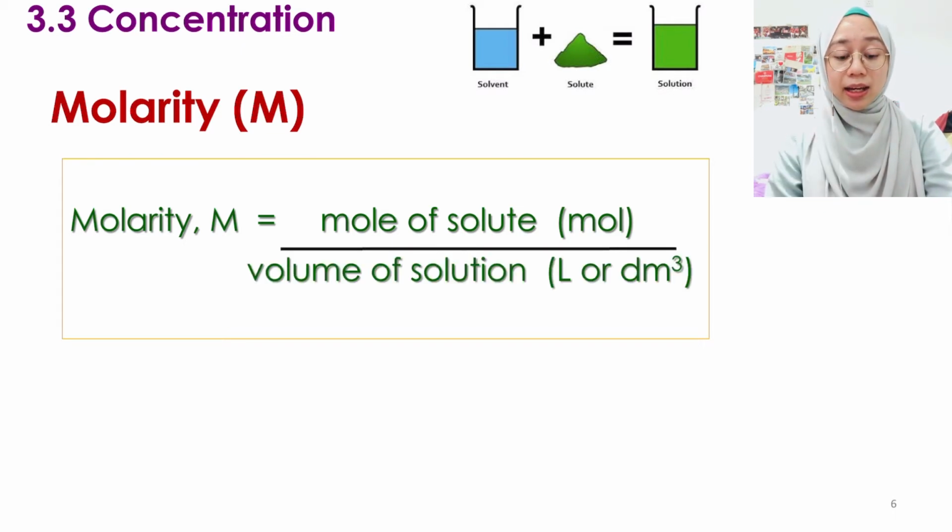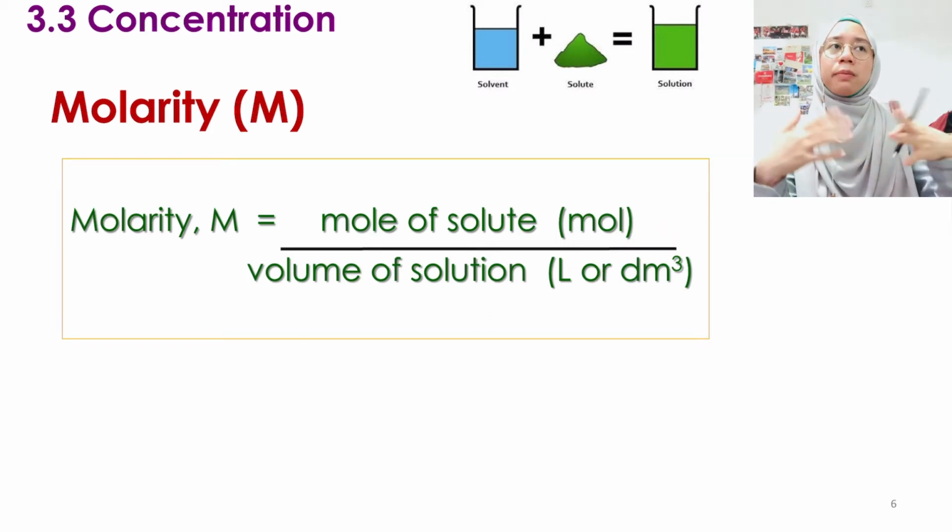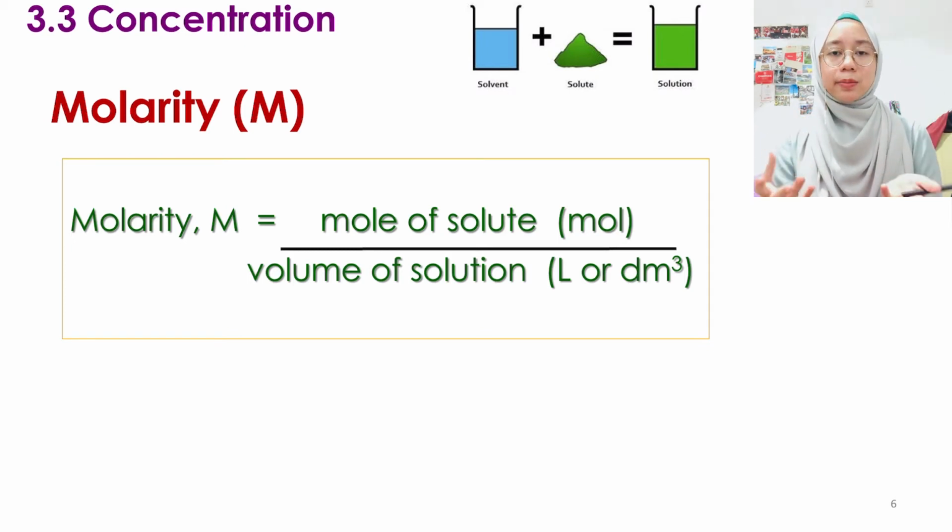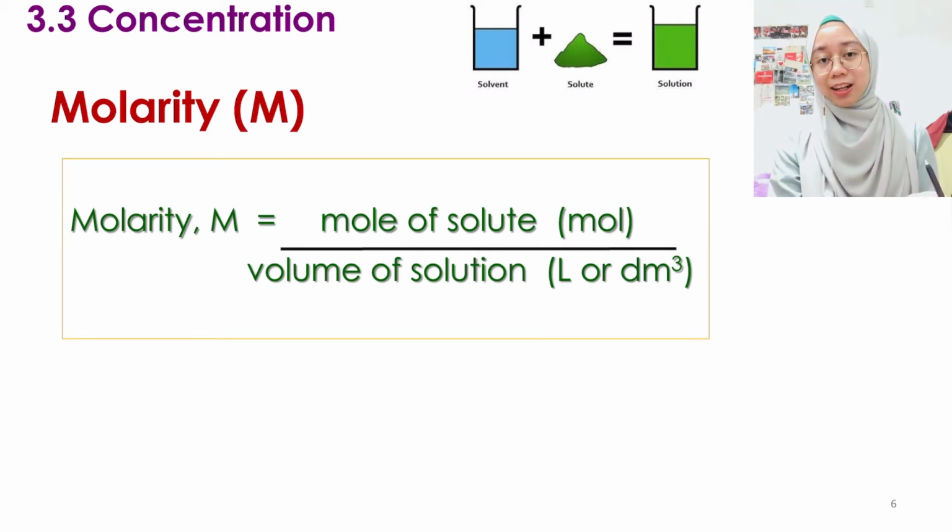And what is the condition? It must be in liter or decimeter cube. Okay, so this is the formula. And from this formula, you can also identify the unit. So it's up to you which is easier for you to remember this formula. Sometimes you may not remember the formula but you remember the unit, and from the unit you can figure out the formula. Or from the definition you can figure out the formula, or from this particular formula you can figure out the definition. So it's up to you which is easier for you to remember.